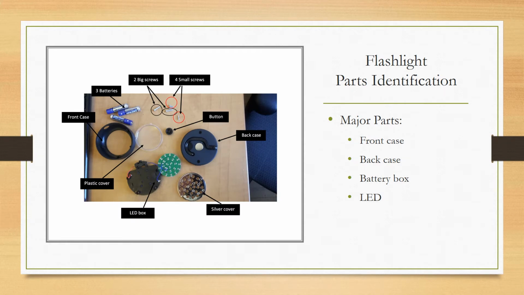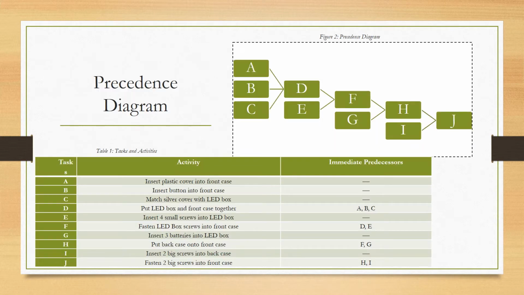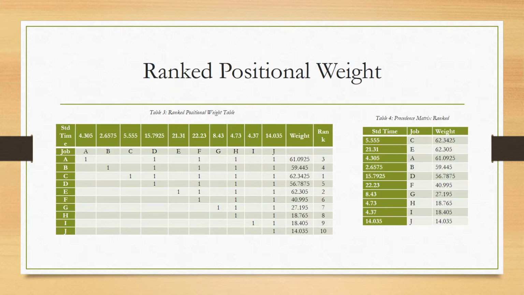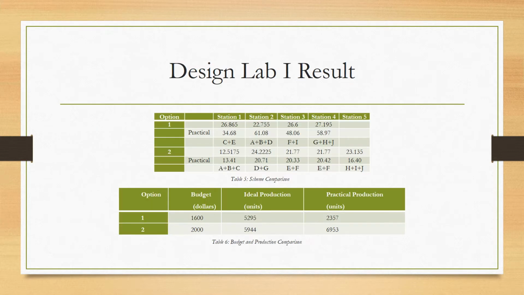This is the flashlight parts individually, as shown in the picture. There are 8 parts. This is our precedent diagrams and all the activities that we used for Design Lab 1, and the data collection and task time also for Design Lab 1. And this is where we used rank position weight to calculate our workstations. And this is our Design Lab 1 results.